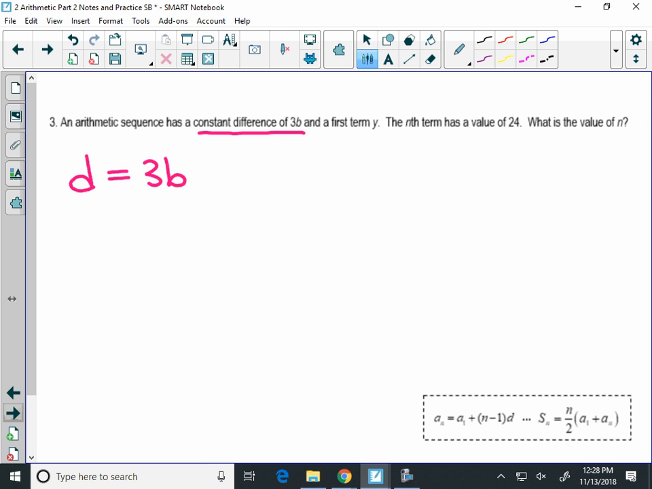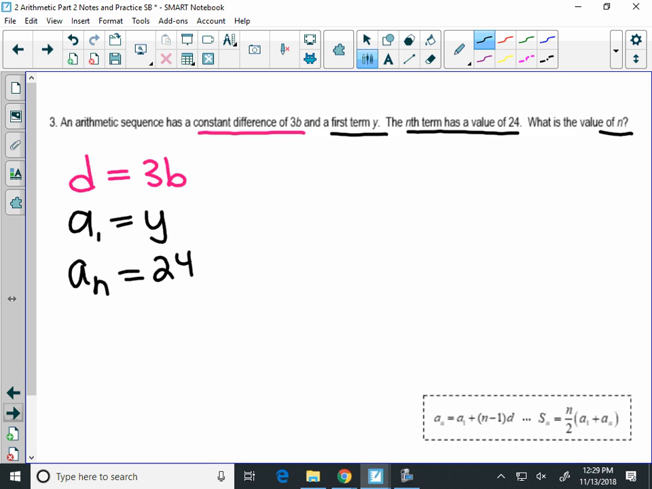Okay? Why would we do that? I don't know. A first term of what? So what is that in our sequence? A sub 1 is what? The nth term has a value of 24. So that means A sub n is 24. And they want to know what is the value of n. So n is what we're trying to find.